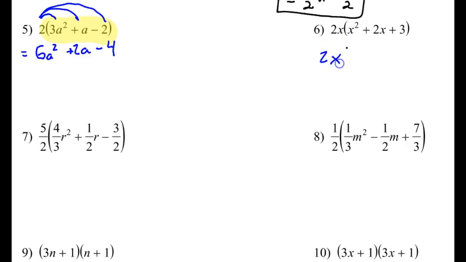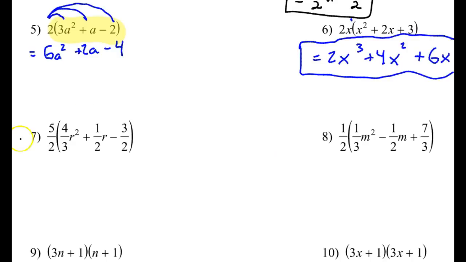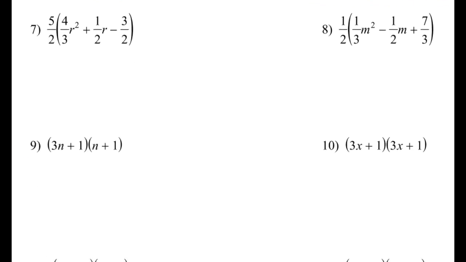So I see 2x to the third plus 4x squared, right? Plus 6x. Everything went up by 1 on the exponents because this is next to the 1, so we just increase each of these by 1. We got 3, 2, 1. Your answers, by the way, should always be in descending order, which just means the highest exponent is always first, and then you just count down all the exponents. 3, then 2, then 1. Same idea for number 7, and distribute 3 times.